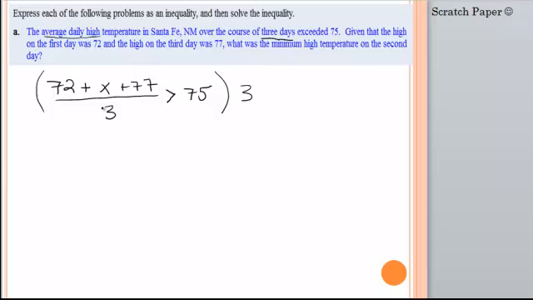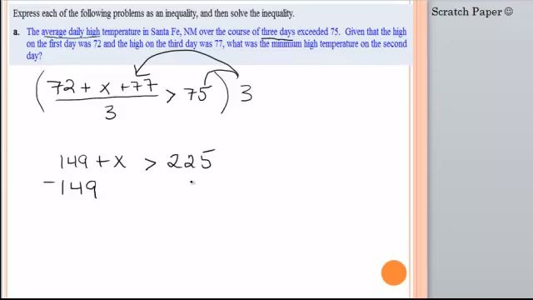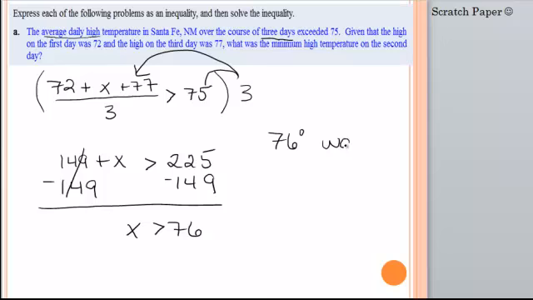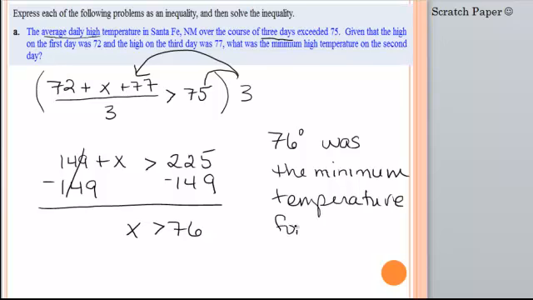We'll have 72 plus 77 is going to be 149. So when we multiply this one, the 3's reduce to 1. So that's greater than 75 times 3, which will give us 225. Now we just need to subtract 149 from both sides. This is 0, so x had to be greater than something. It had to be greater than 76 for that average to be more than 75. So 76 degrees was the minimum temperature for day 2.